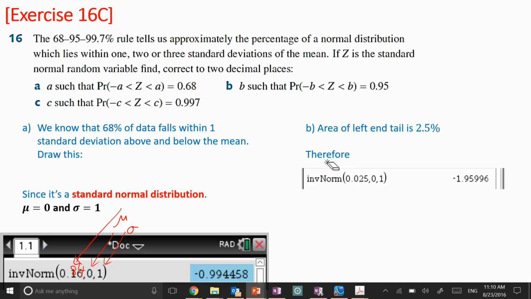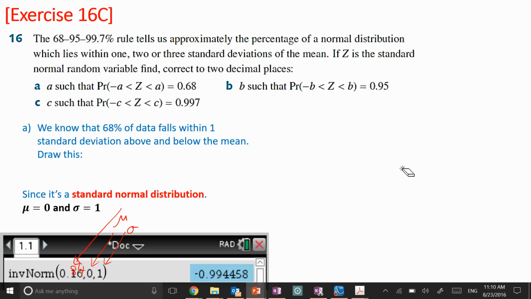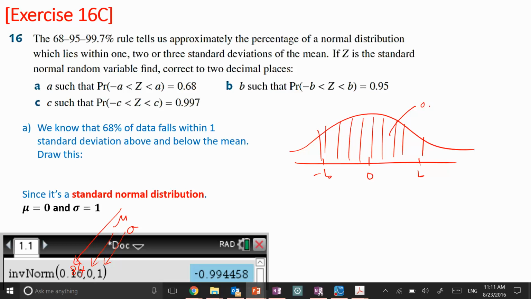Cool. So area of the left hand. So for part B, same concept. Part B, I'm just trying to show you, if it says from negative B to B, it's 95%. Same concept again. If this is your data, this is 0, negative B, and this is B, and we know that the data is 0.95, which is 95%. Well, it means that on both your left and right, you've got 5% left over. Since it's symmetrical, that means this has to be 2.5, and this is 2.5. So if you want to work out what negative B is, you just work out from left to right, inverse normal. Area is 0.025, because that's 2.5%.